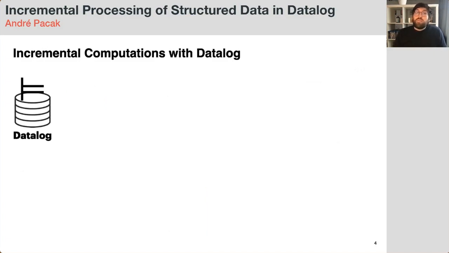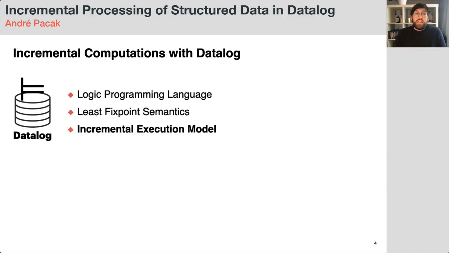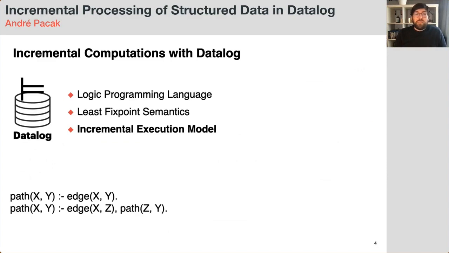In this talk, I will focus on incremental computations using Datalog. Datalog is a logic programming language that was designed as a query language. Datalog has a least fixed point semantics, but more importantly, Datalog has an incremental execution model. A Datalog program consists of a set of rules, where each rule has a rule head and a rule body. A rule forms a logical implication, meaning that a rule body implies the rule head. These rules in particular derive the paths between nodes in a directed graph.